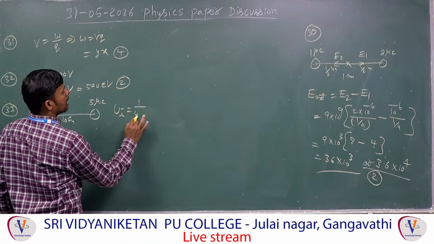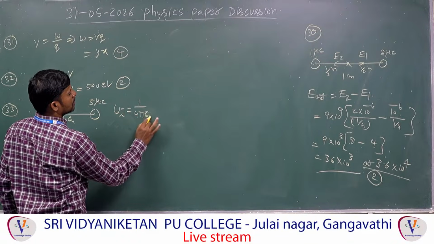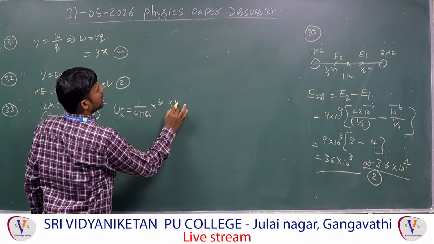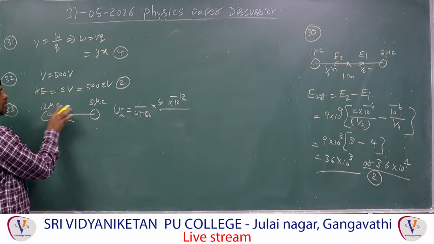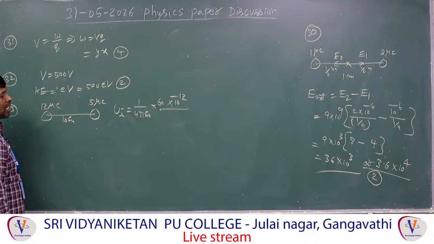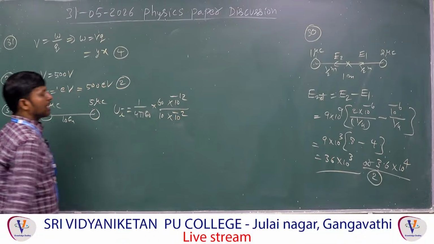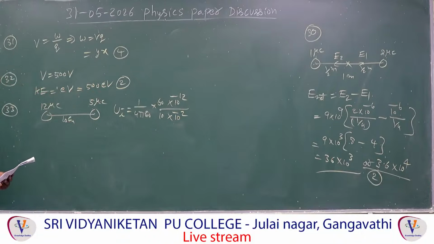1 by 4 pi epsilon naught, Q1 Q2: 12 into 5 is 60, micro into micro is 10 power minus 12, divided by the distance 10 into 10 power minus 2. After that, it becomes 4 centimeters closer.